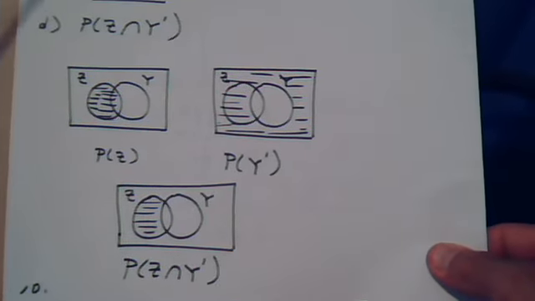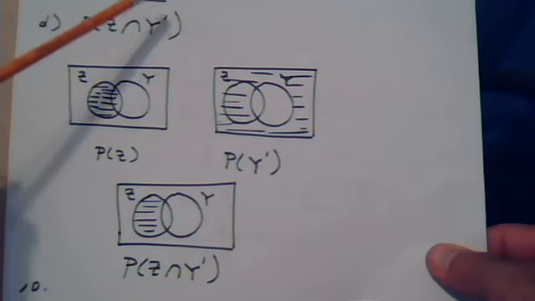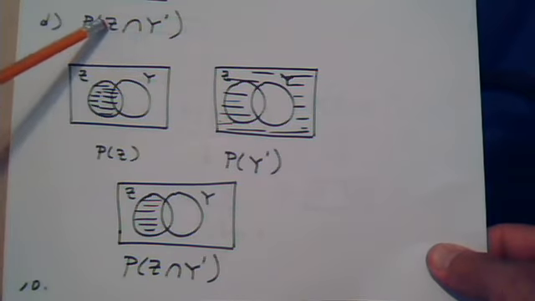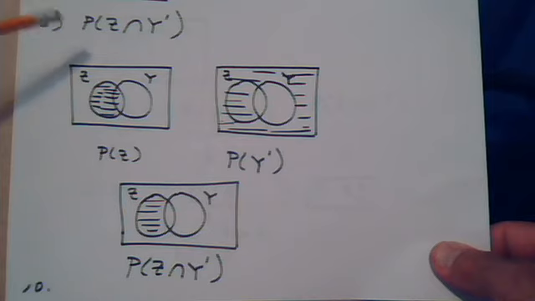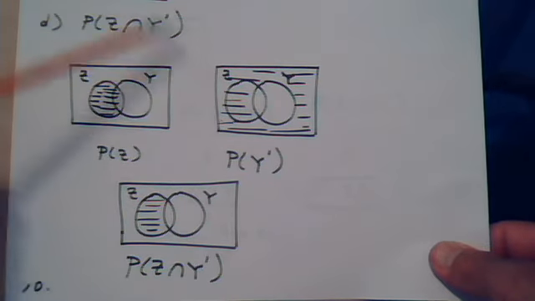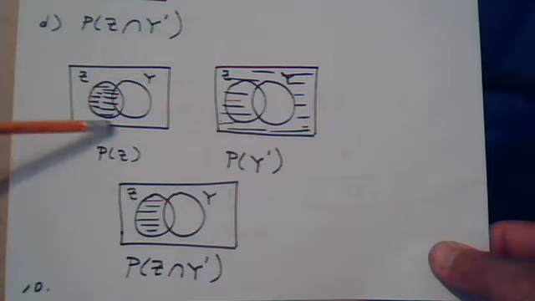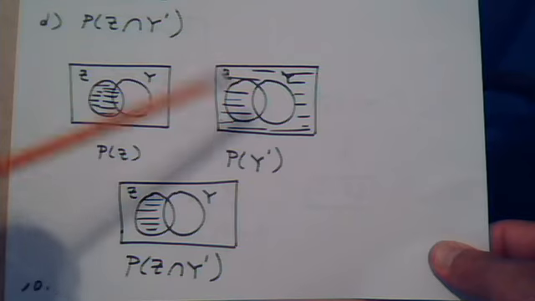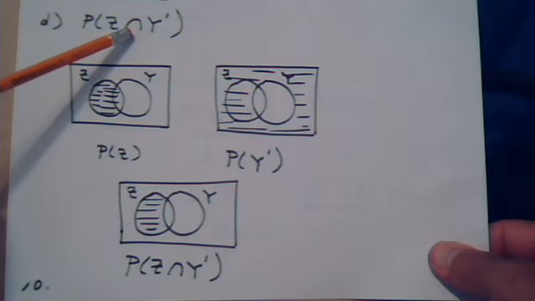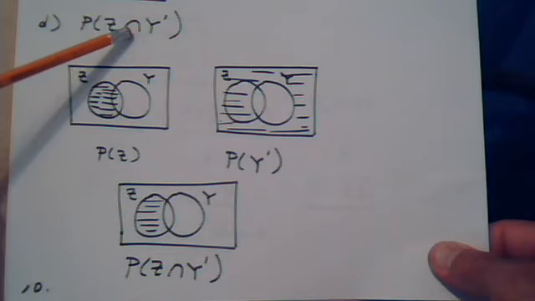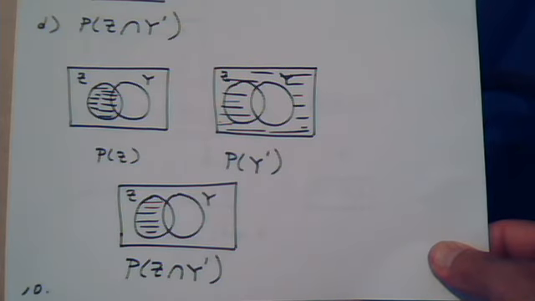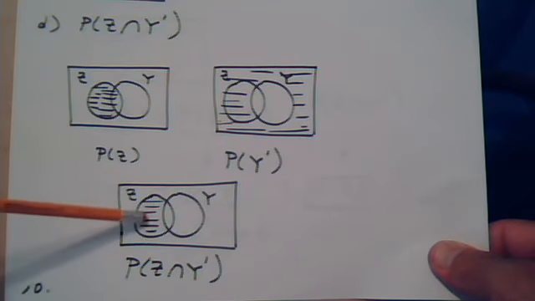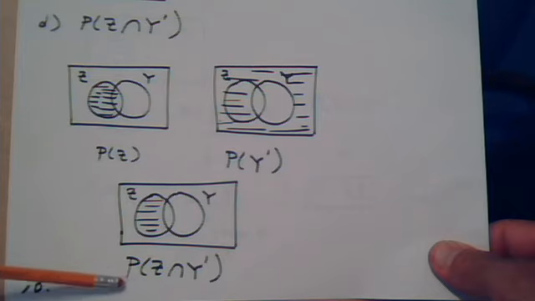For D, they would like us to find the probability of Z intersection, or and if you like, Z and not Y. You could read it like that. So now describe each one of these. So the probability of Z, that means the Z is shaded. The probability of not Y, that means the Y is not shaded. Now that we have these two diagrams, we use the intersection of these two diagrams. Intersection means you just keep what they both have shaded in common. This is what they have shaded in common. And this represents the question we need to answer.